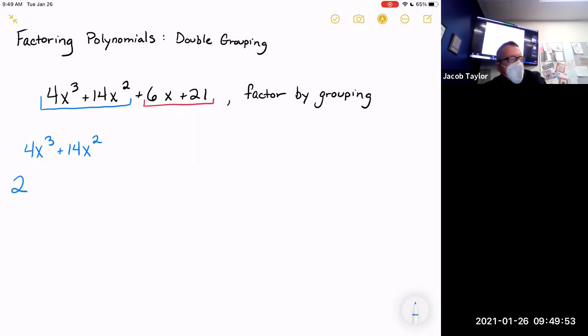Okay? Next, we move on to our variables, x cubed and x squared. What's the greatest common factor of x cubed and x squared? X squared. Yeah.